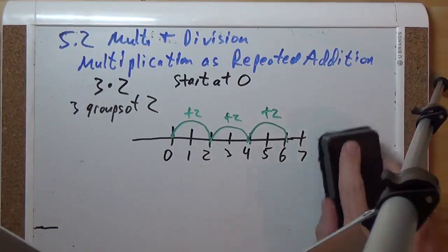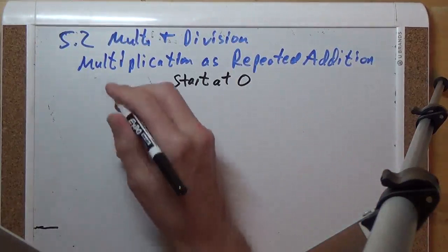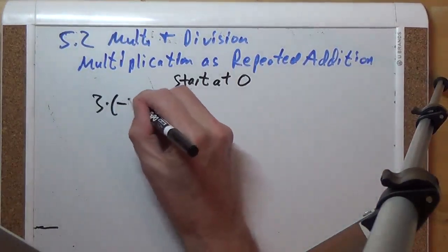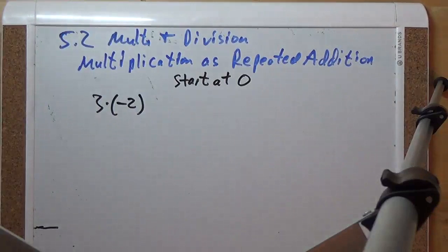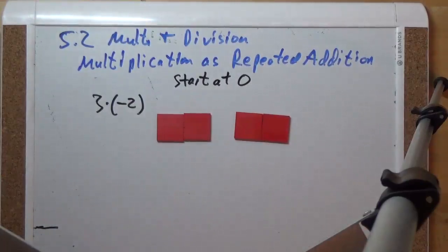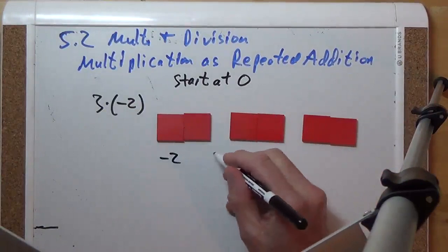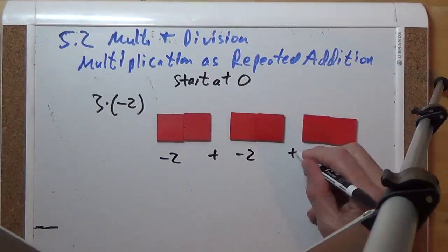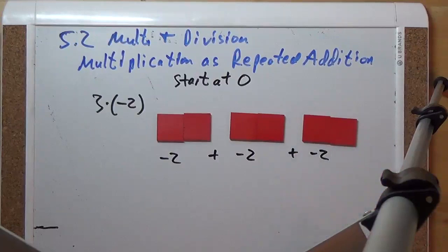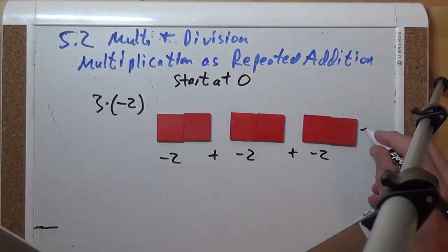Well, we can do the same thing with positive times negative. Let's do 3 times negative 2. Again, we're starting at 0. I'm doing negative 2, negative 2, and negative 2. And we learned with addition that when we add these negative numbers, we're actually moving to the left on the number line, and we got an answer of negative 6.